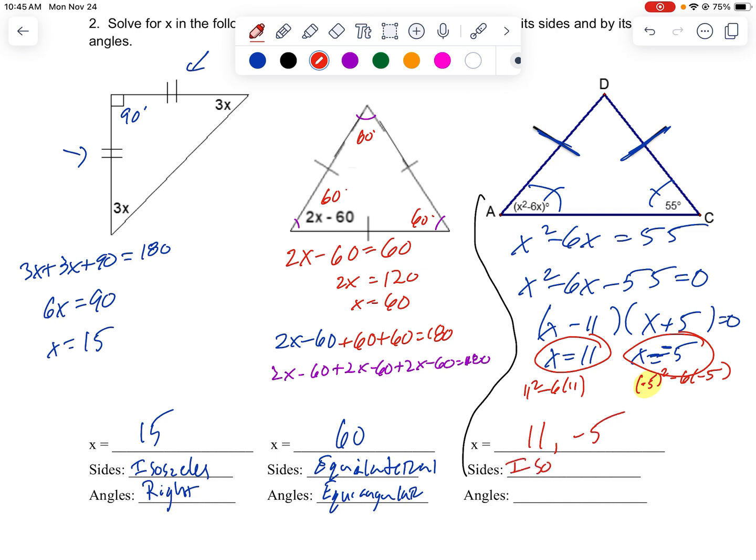This is isosceles. This is also 55 degrees. So 55 plus 55 is 110, so that makes this 70. So this is an acute triangle.